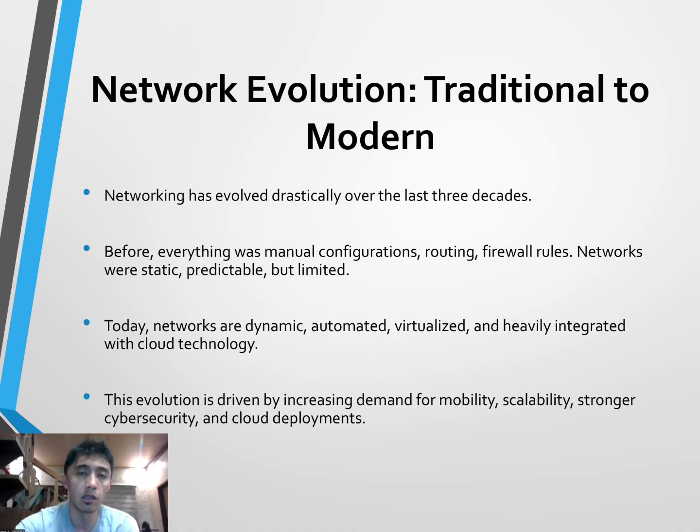Network evolution, traditional to modern. Networking has evolved drastically over the last three decades. Before, everything was manual. Configurations, routing, firewall rules, and networks were static, predictable but limited. Today, networks are dynamic, automated, virtualized, and heavily integrated with cloud technology. This evolution is driven by increasing demand for mobility, scalability, stronger cybersecurity, and cloud deployments.